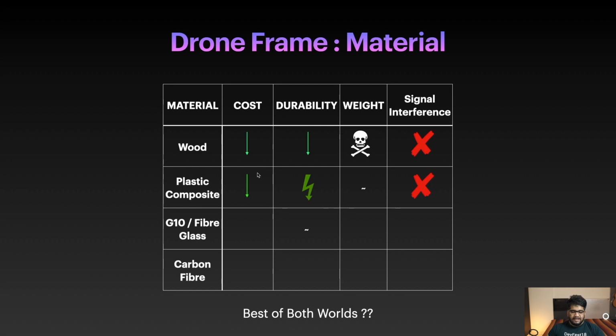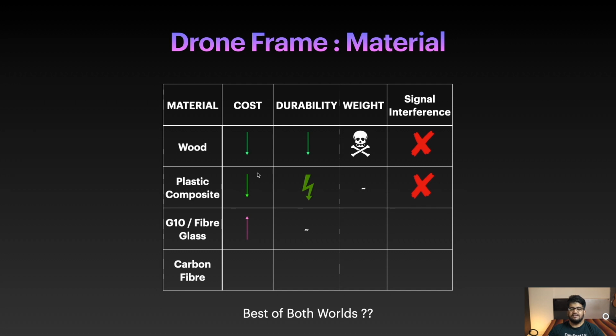Okay, so moving ahead, there is another material which is being used in making drone frames. It was quite popular a couple of years back because it's relatively cheaper than carbon fiber, and it's G10. Compared to wood and plastic composite, it is definitely more expensive, but it is far less expensive than carbon fiber. Durability wise, it totally depends on the manufacturing process.